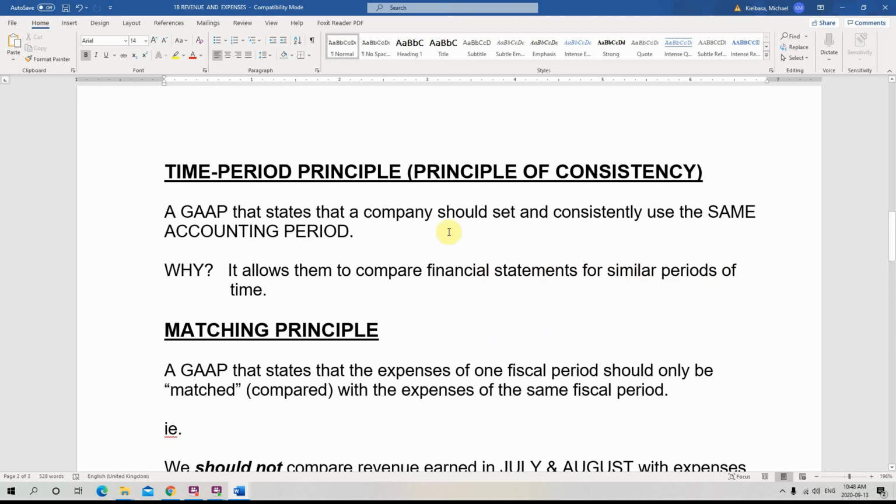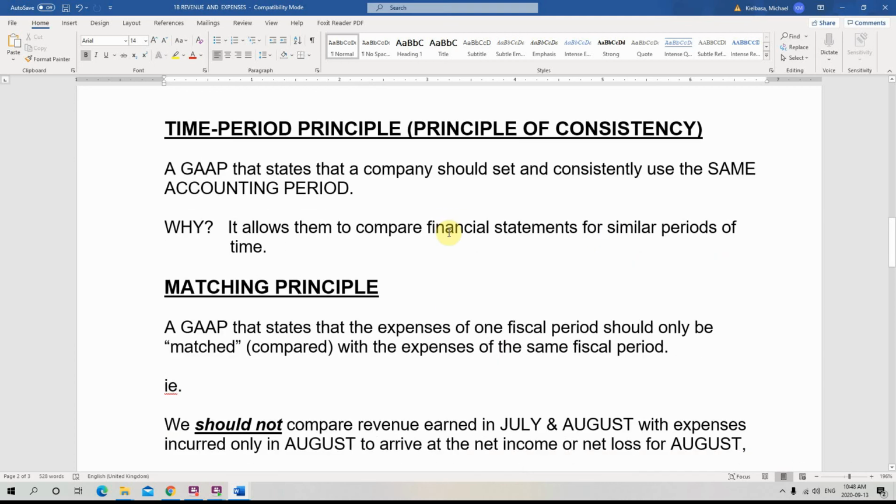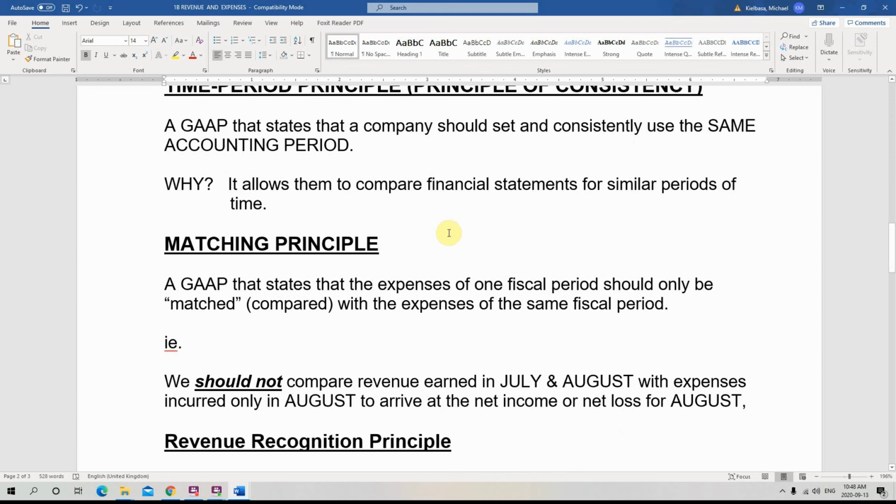Now, another rule related to revenue and expenses is the matching principle. And it's basically a rule that states that the expenses of one fiscal period should only be compared to the revenue of that same fiscal period.